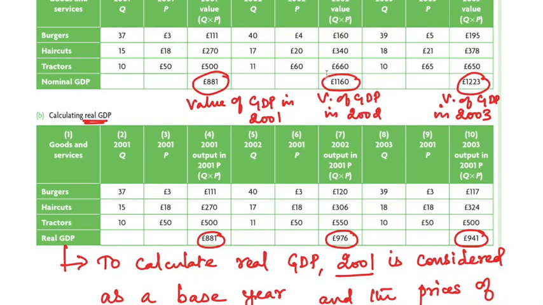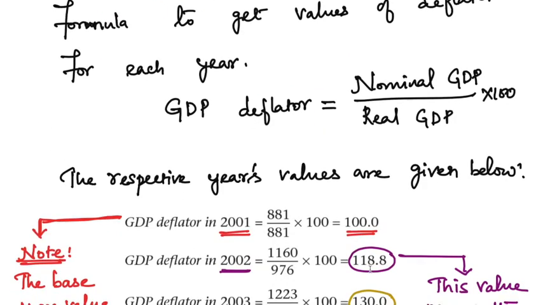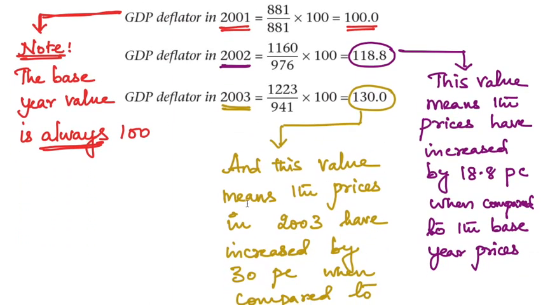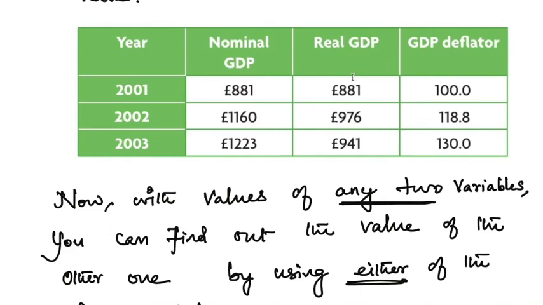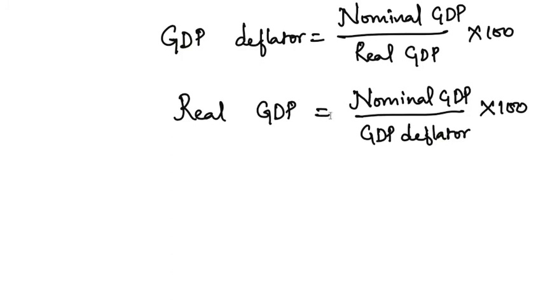Here we have nominal GDP, and then here we measure real GDP, where we eliminate the price effect. And this is the GDP deflator value. I told you that in the exam, it's not always that questions are asked this way. Questions can come in any form, but in some cases you are given any two values and asked to find out the other value. You can do that by using these formulas.